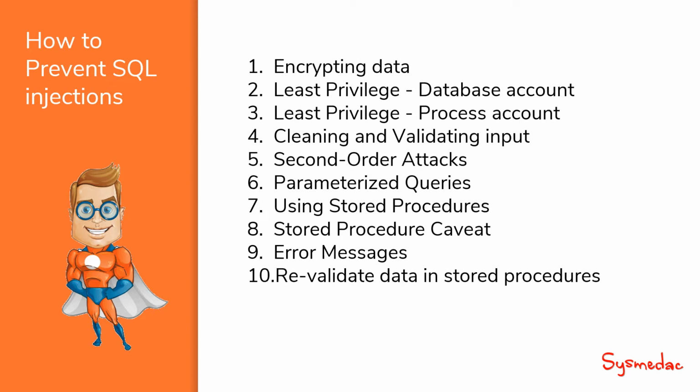Finally, how to prevent your website from SQL injection. Use these top 10 methods to prevent it. First one is encrypt your data in your database server and give least privilege to the database account and also least privilege to the process account. Cleaning and validating input must be done. And second-order attacks should also be noted down or reported. Parameterize your queries while giving database access to any other employee. And also use stored procedures, and stored procedure safeguards must be done. Also check for error messages and revalidate your stored procedures every time you use them. So these are the major methods to prevent SQL injection.